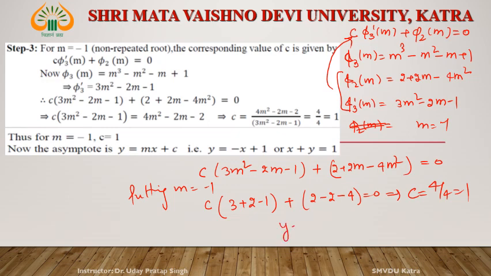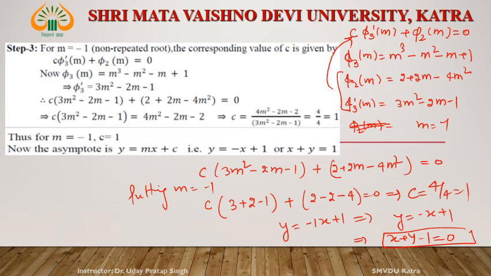Then what is y equal to? y is equal to mx + c. What is m? m is equal to −1, so y = −x + 1, or x + y − 1 = 0. This is the one asymptote, right?